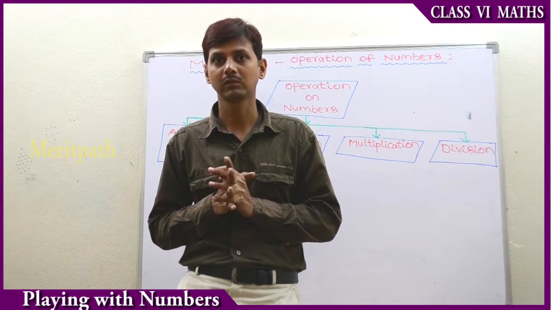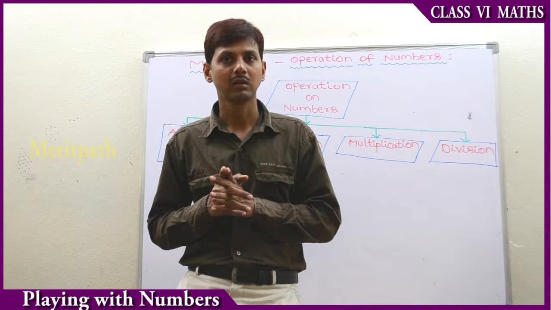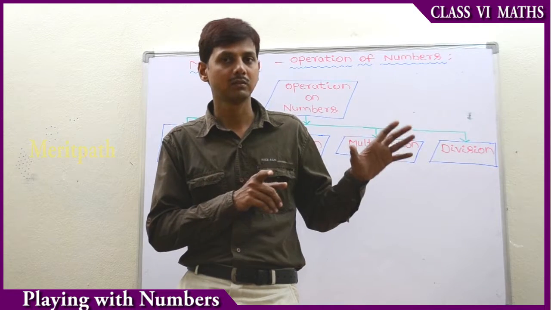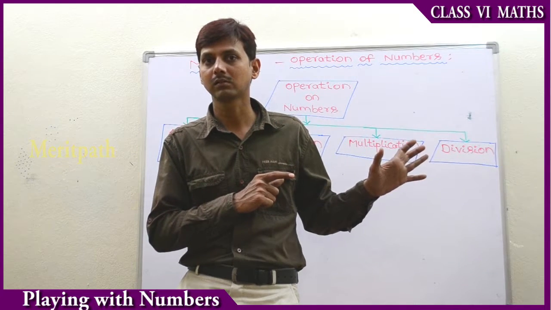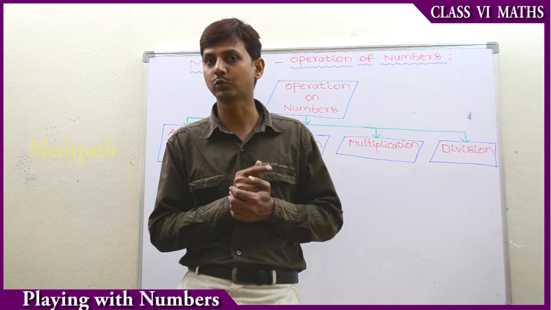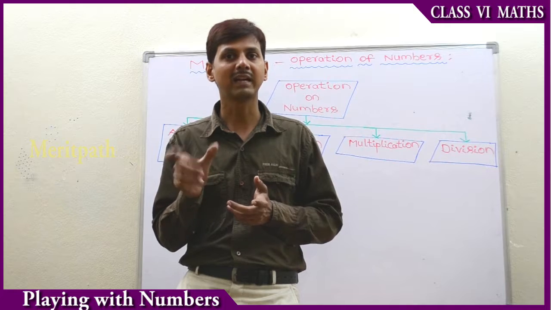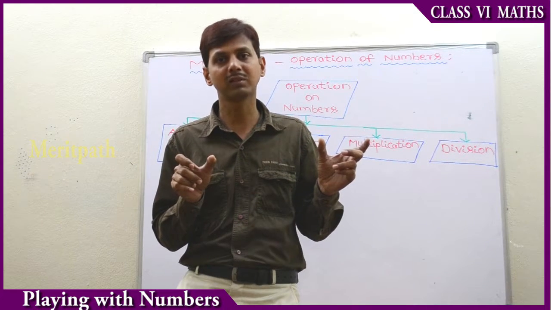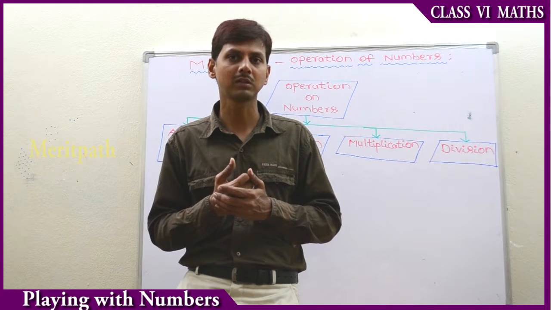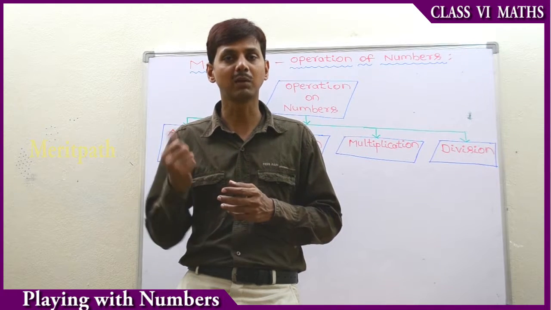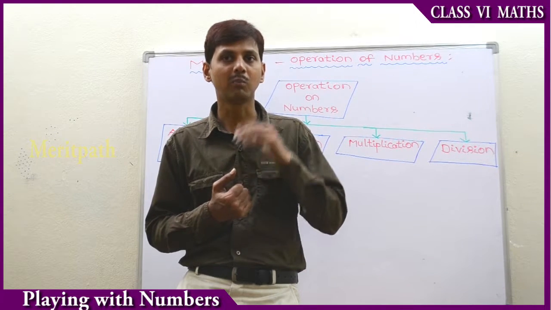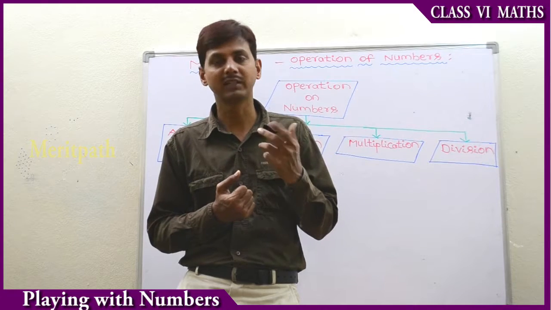Subtraction of numbers: we subtract two numbers and we get a result that is called the difference of the given two numbers. Multiplication of numbers: we multiply any two numbers and we get a result that is called the product of the given two numbers. And division: the number by which we are dividing is called the divisor. The number we have divided is called the dividend.